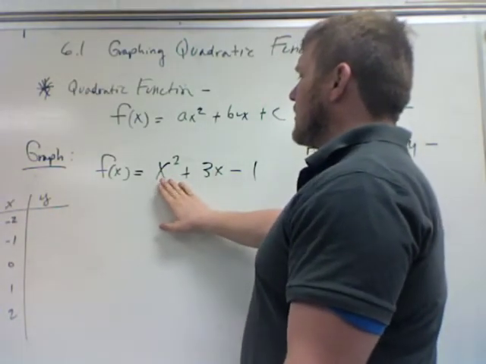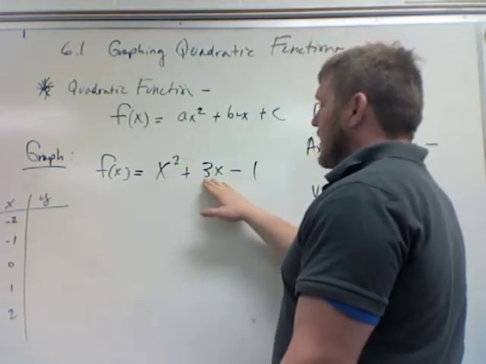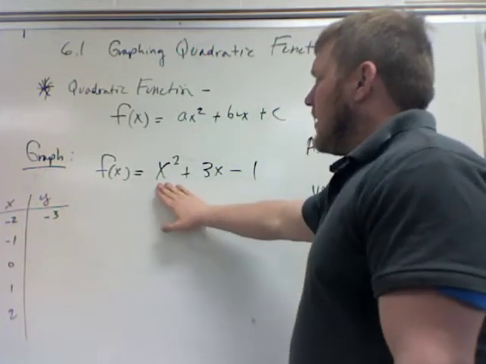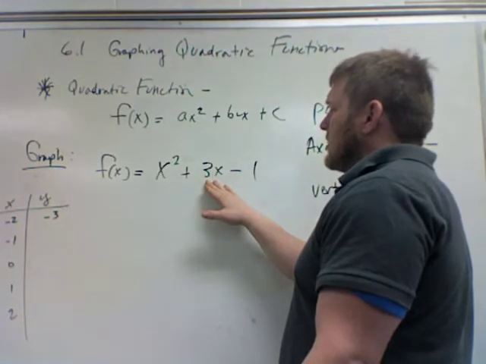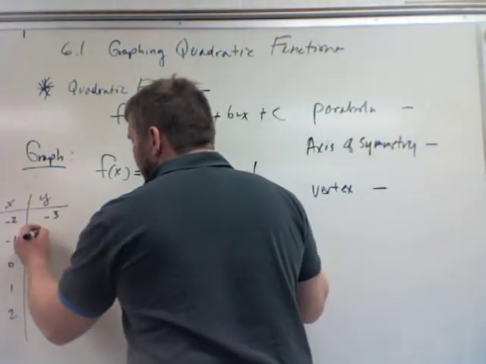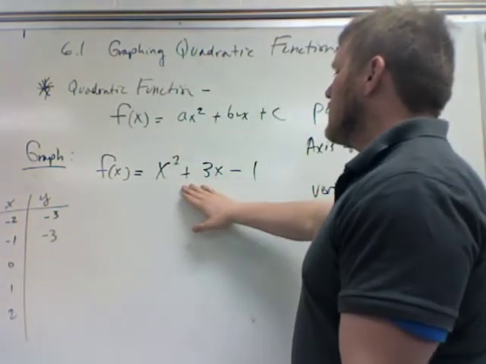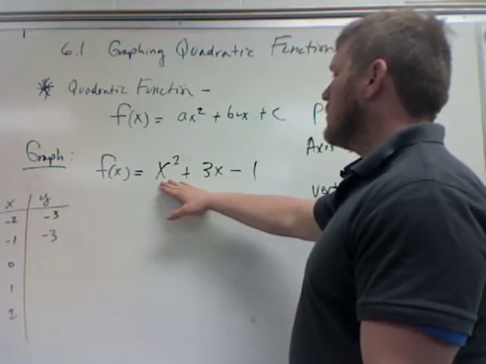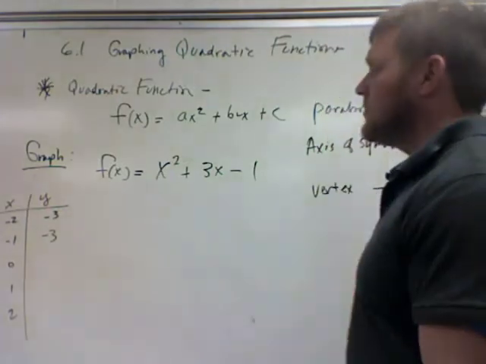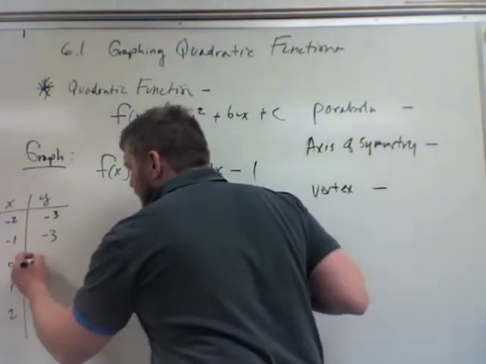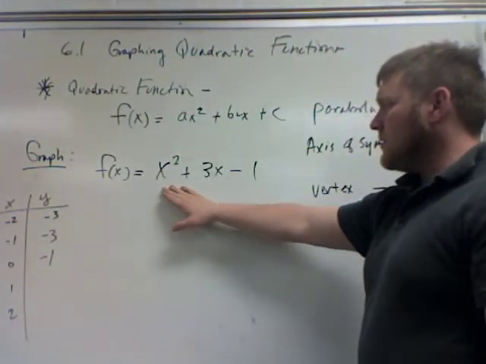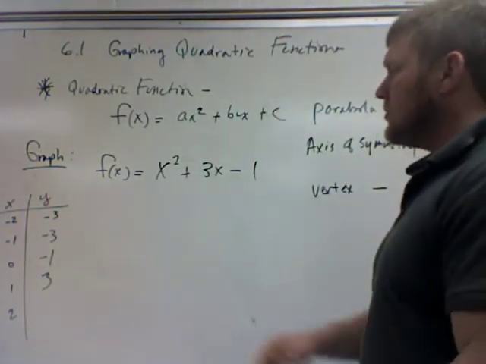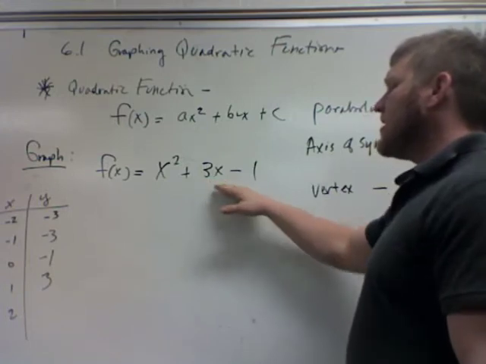Plug -2 in. -2 squared is 4, plus 3 times -2 is -6. So 4 plus -6 is -2, minus 1 is -3. Plug -1 in, I get 1 plus a -3, that's -2, minus 1 is -3. Let me make sure I did that right. Yeah, I think that's right. So 0, I plug 0 in, and I'm getting -1. I plug 1 in, I get 1 plus 3 is 4, minus 1 is 3. I plug 2 in, I get 4 plus 6 is 10, minus 1, I get 9.